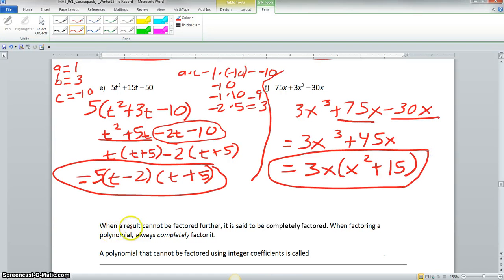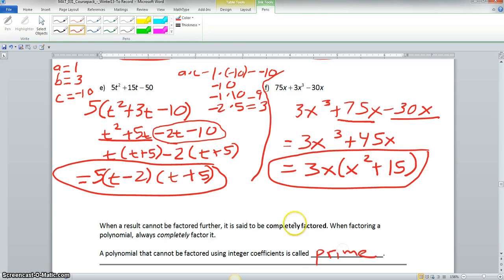Now we come down here. It says when the result cannot be factored further, it is said to be completely factored. When factoring a polynomial, always completely factor it. A polynomial that cannot be factored using integer coefficients is called prime.